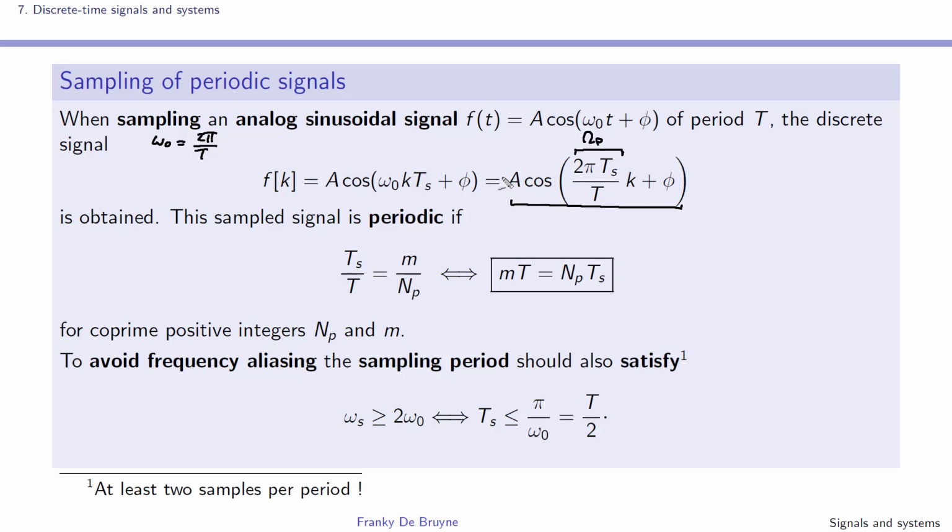And we know from what we've seen just before that this will be a periodic signal if capital omega 0 is a rational multiple of 2 pi. So this means that Ts over T must be a rational number, right? So if you rewrite this, you have to take m periods of the continuous time signal and use an integer number of samples Np. If you follow this condition, the underlying discrete time sinusoidal signal will be periodic.